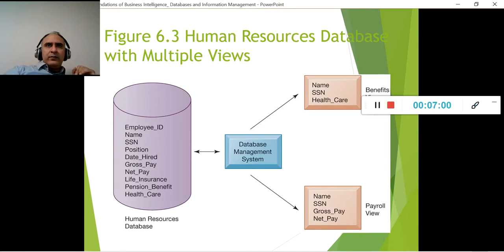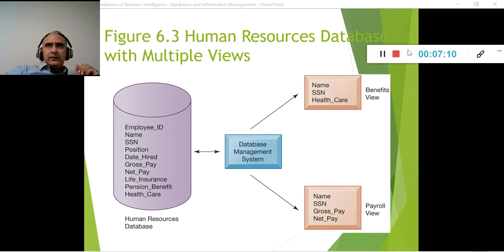So here, for example, there's an example of how this works. I have, for example, a database of employees, right? So in this case, I might be talking about a benefits view and a payroll view. One is more about finance, the other one is more about healthcare, and other things. So in this case, I have the human resources database.